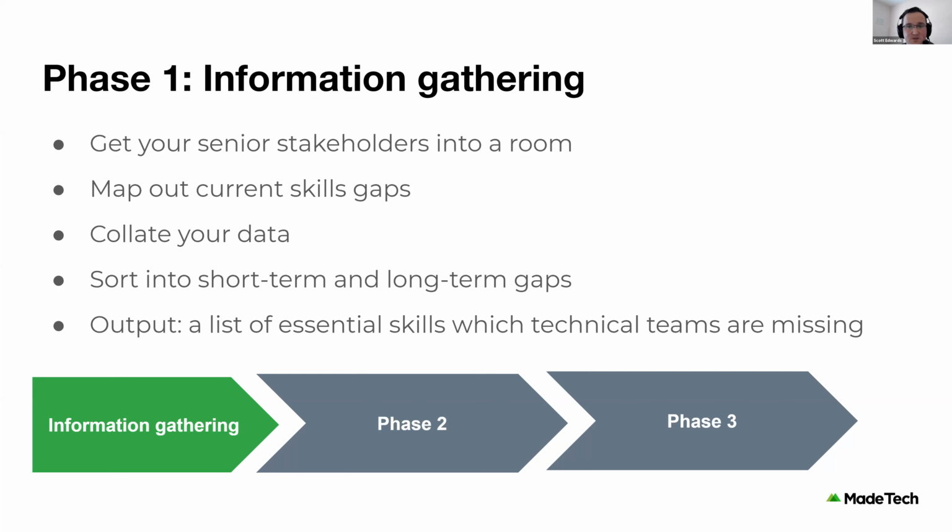We recommend starting out by getting your senior stakeholders into a room together to kick this process off. And when I say a senior stakeholder, I'm talking about your colleagues who fill strategic roles in your organization, those who are ultimately held accountable for the successful delivery of your services. Examples include technical architects, CTOs, and other senior responsible owners.